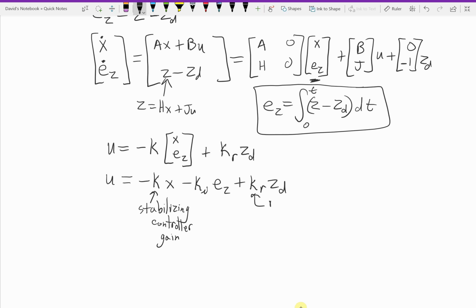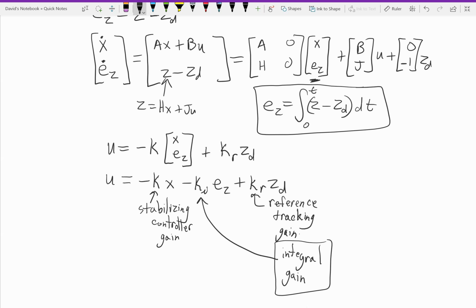And this is the reference tracking gain. And this is our new integral gain. And this integral gain is called that because it's multiplied by the integral of the error between our output and desired output.